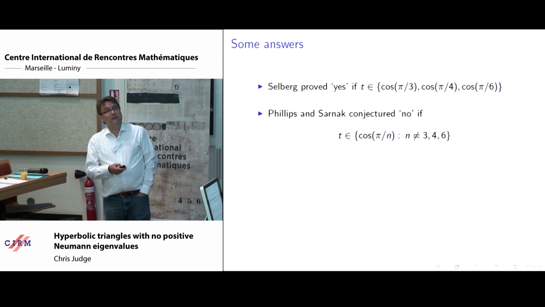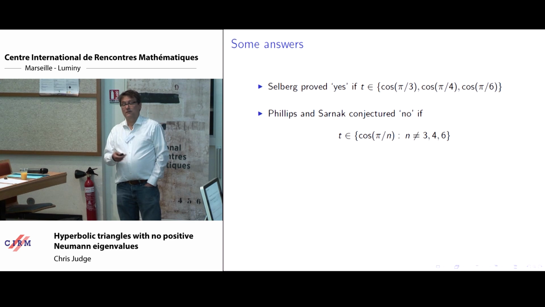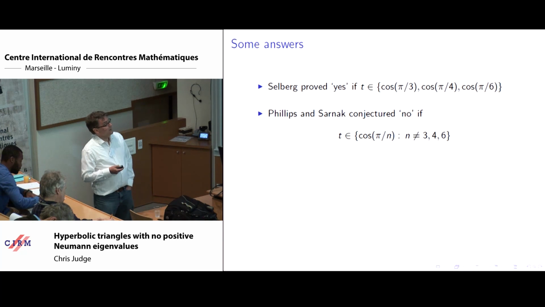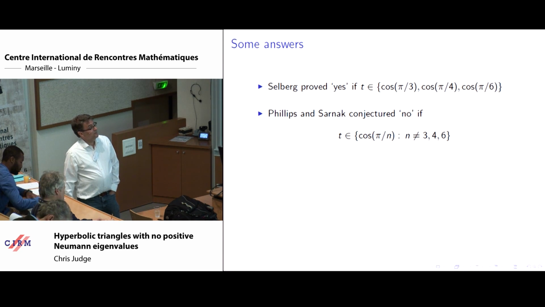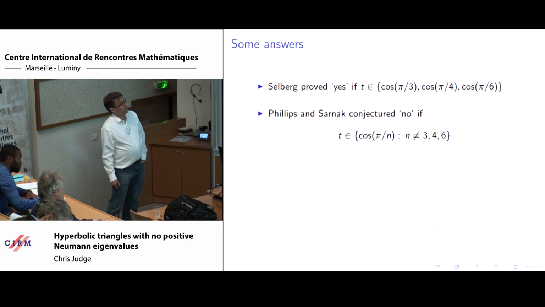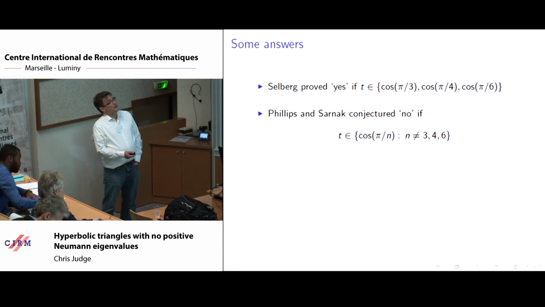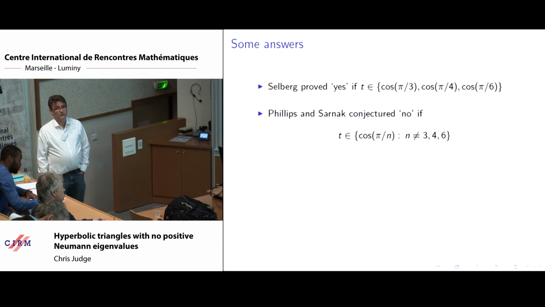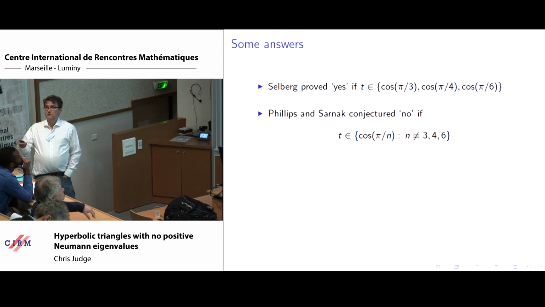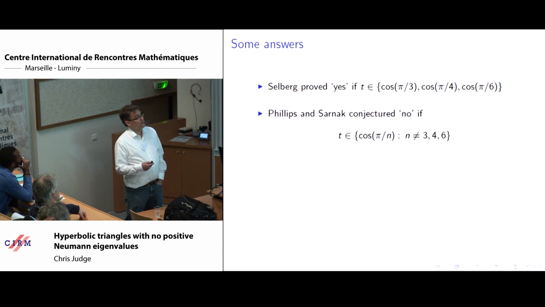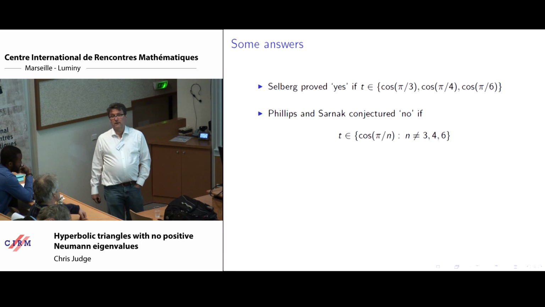But then Phillips and Sarnak conjectured no. There's a paper that appears in, I think, the Journal d'Analyse, where they conjecture that if you're outside these cases, when n is an integer, and n is bigger than or equal to 3, then except for 3, 4, and 6, there are no L2 eigenvalues. Now we know there's continuous spectrum here, so you say, where's the spectrum gone? It's all gone to the continuous spectrum corresponding to the cusp. The question is, are there any embedded eigenvalues in that continuous spectrum?